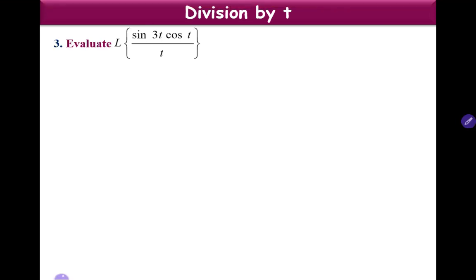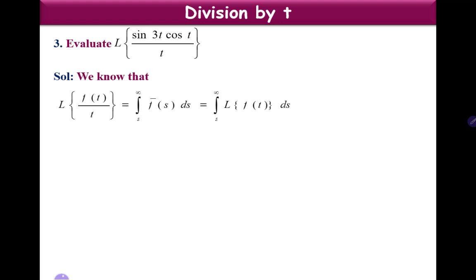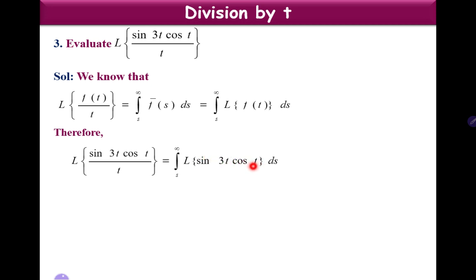Here we have this problem, evaluate L of sine 3t into cos t by t. So again the same property, L of f of t by t is equal to integral s to infinity L of f of t ds. So in place of f of t, here we have sine 3t into cos t. Therefore L of sine 3t into cos t by t is equal to integral s to infinity L of sine 3t cos t. But to evaluate L of sine 3t cos t, we should first multiply and divide with 2 and apply the 2 sine a cos b formula.